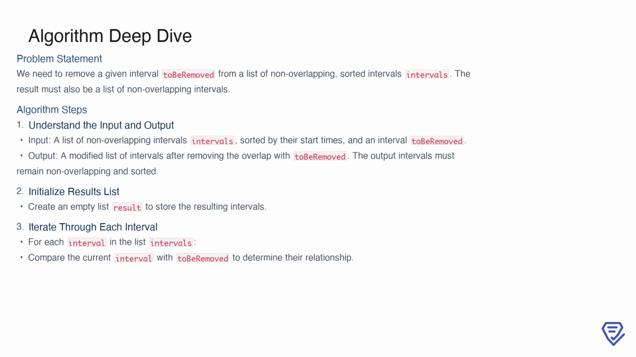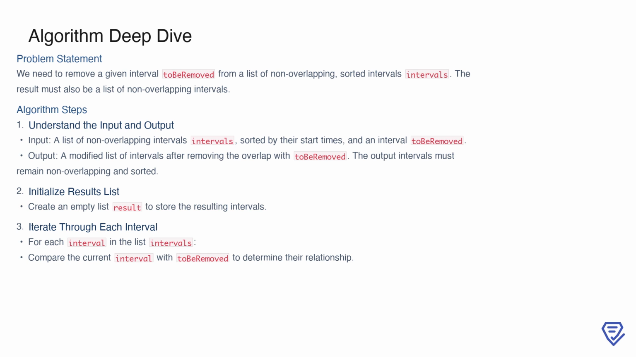To solve this problem, we need to modify a list of non-overlapping, sorted intervals by removing any portions that overlap with a given interval to be removed. The result should also be a list of non-overlapping, sorted intervals. First, let's define the input and output. The input consists of a list of intervals, where each interval is represented as start and end, and these intervals are guaranteed to be non-overlapping and sorted by their start times. We are also provided with a single interval, to_be_removed, which specifies the range we need to remove. The output will be a modified list of intervals where any overlap with to_be_removed has been removed, and the resulting intervals remain sorted and non-overlapping.